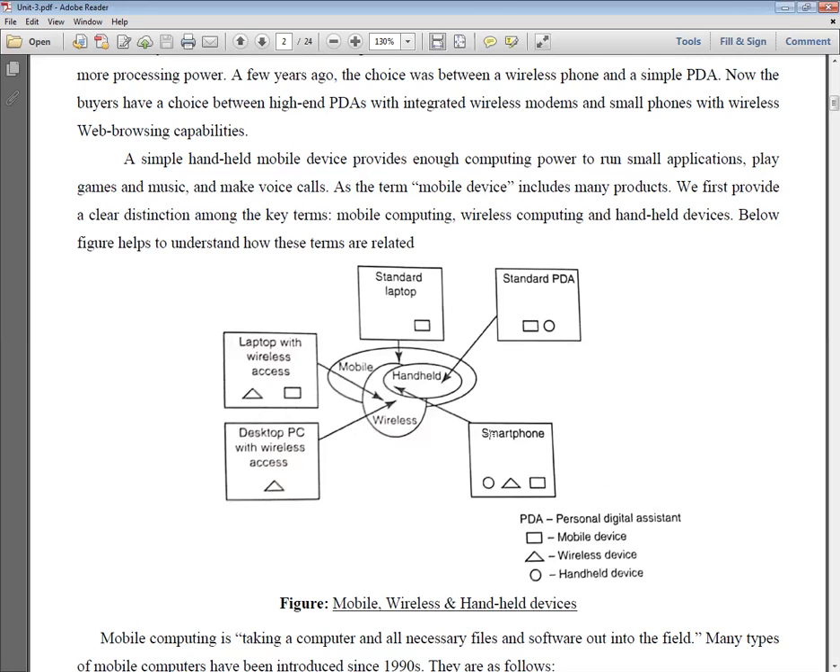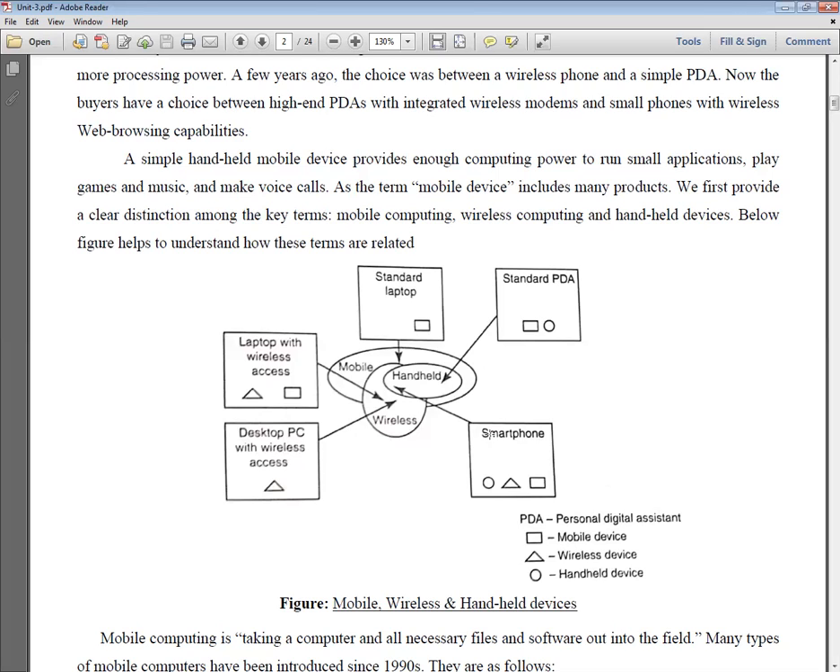ప్రతి దాంట్లో మీరు బాక్స్‌లో చెక్ చేసినట్టయితే స్టాండర్డ్ పీడిఏలో రెండు సింబల్సే ఉన్నాయి. స్టాండర్డ్ ల్యాప్‌టాప్‌లో ఒకటే సింబల్. ల్యాప్‌టాప్ విత్ వైర్‌లెస్ యాక్సెస్‌లో టూ సింబల్స్. ఇన్ డెస్క్‌టాప్ పీసీ దెర్ ఇస్ ఓన్లీ వన్ సింబల్. But in present technology, in present era, the concept is regarding smartphone. In this smartphone concept, we have all the three symbols. All the three symbols means all the three features.